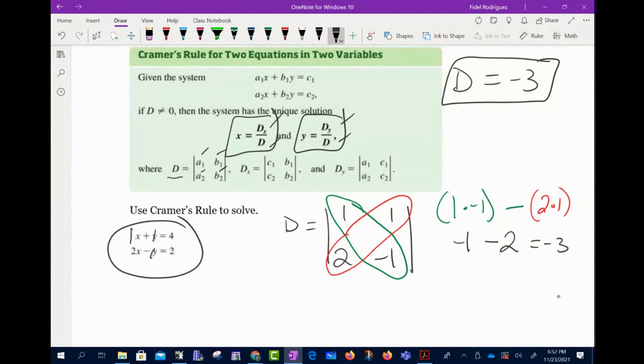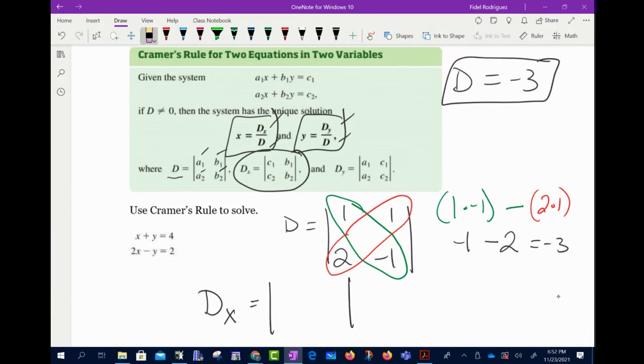Okay, now we're going to write a determinant, and this determinant we call Dx. So let me show you how we're going to do Dx. Dx is going to look like this. I'm going to come back to my original equation. Here's my original problem right here. My y numbers, the numbers in that second column, are going to stay the same.